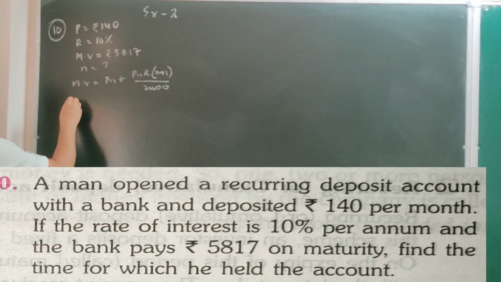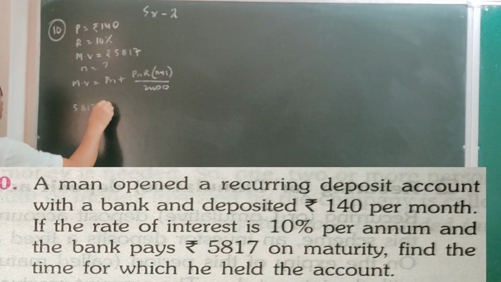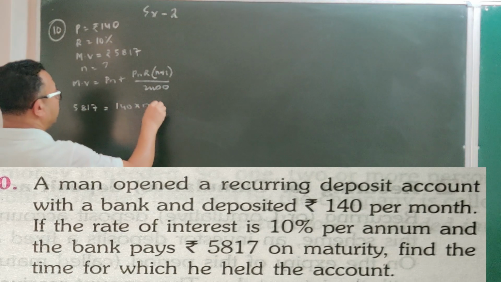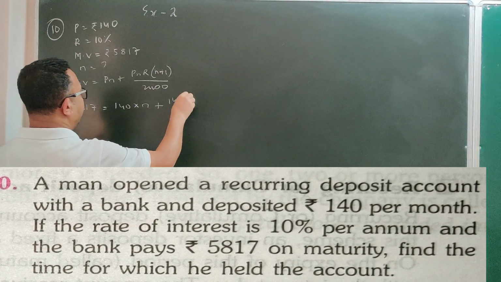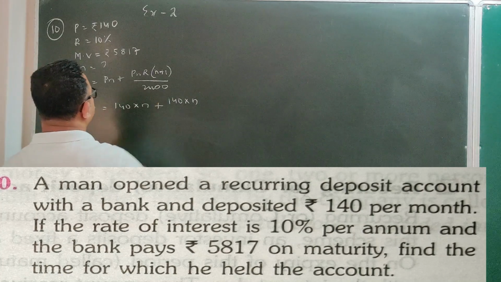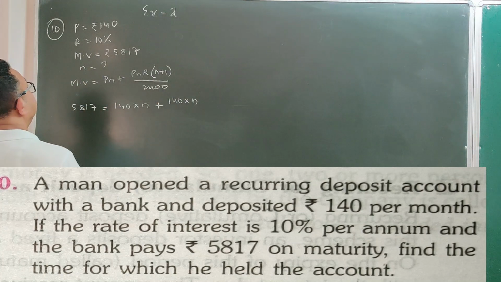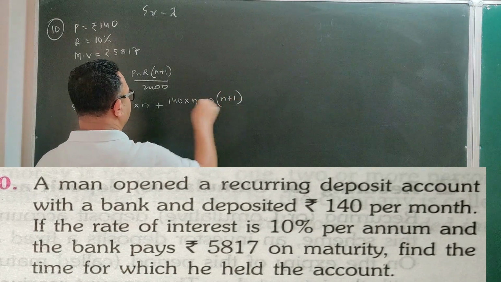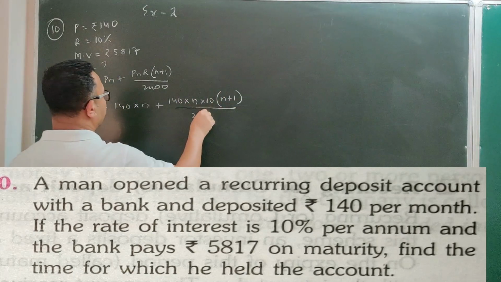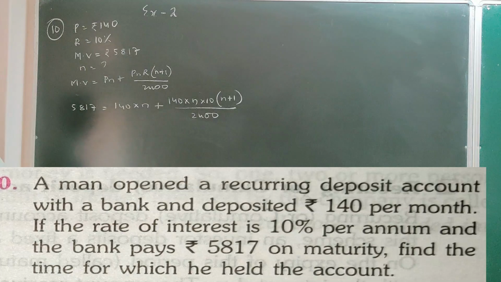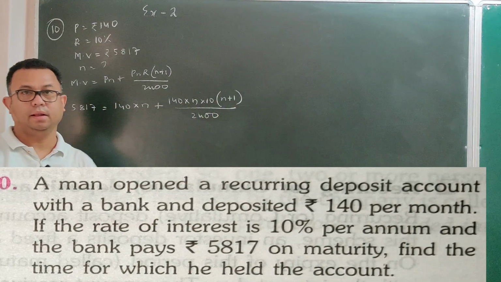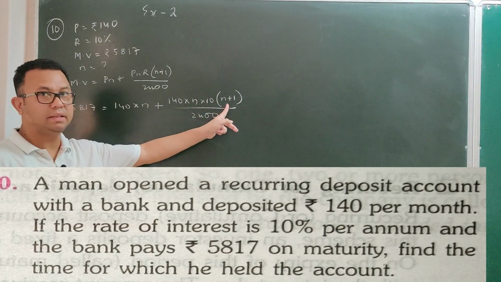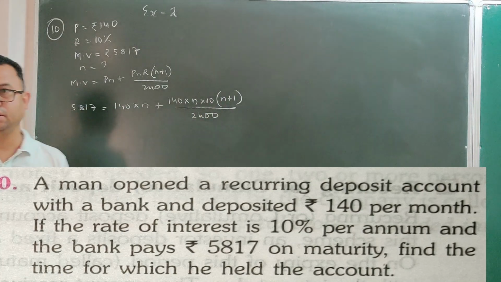Maturity value is 5817, P is 140, n is what we are looking for. Again, 140 into n is missing, and r is 10. This is again n plus 1 over 2400. So n, n, and n. This n may not cause a problem, but this n will cause a problem because this n is multiplying that inside. N into n becomes n square.